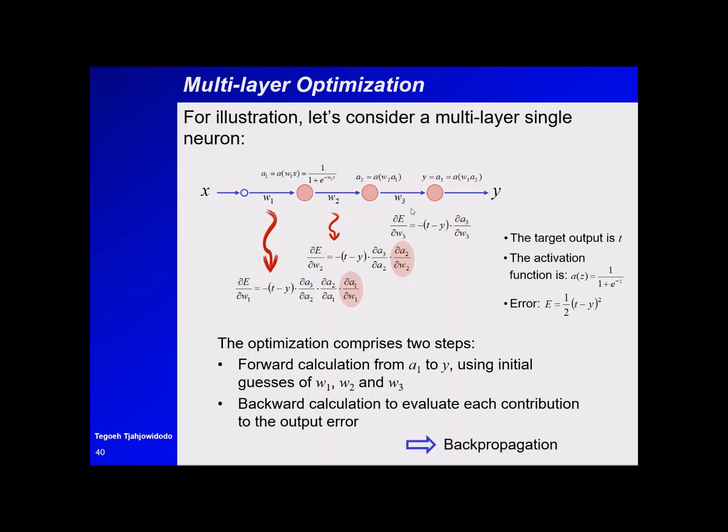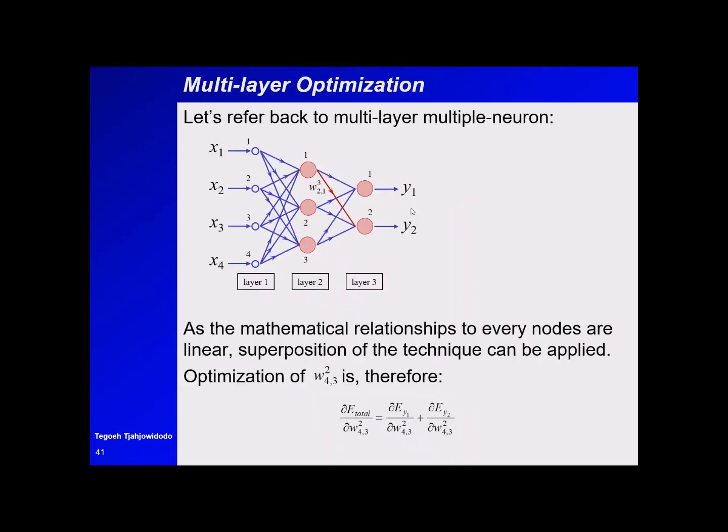That's the reason, as I have already mentioned, why we call this technique back propagation. Let's refer back to this multi-layer, multiple neuron network. We have 3 layers and we have a different number of neurons at each layer. So the concept is the same. Either you have one neuron at each layer, the one that we discussed in the previous slide, or you have more than one neuron at each layer. The concept is the same.